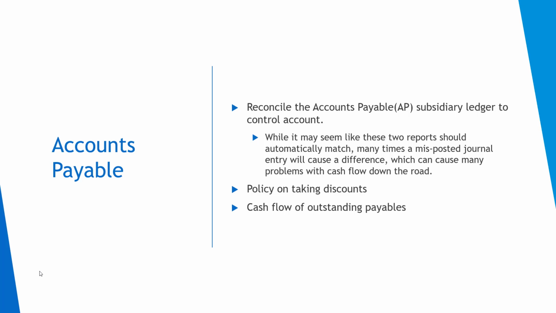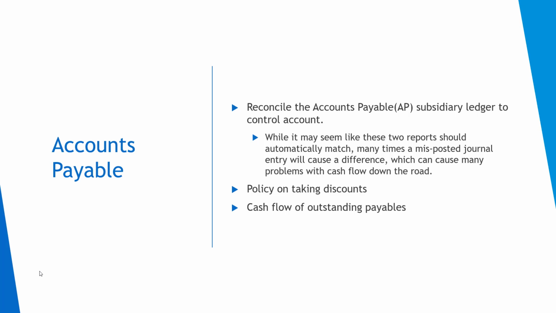If it doesn't, and it's not uncommon that it doesn't, it's usually because there was a journal entry or misposting somewhere that hit the control account, or somehow a release happened within the accounts payable subsidiary ledger that didn't hit the control account. Either way, you need to be able to reconcile that difference and figure out why it does or doesn't work.